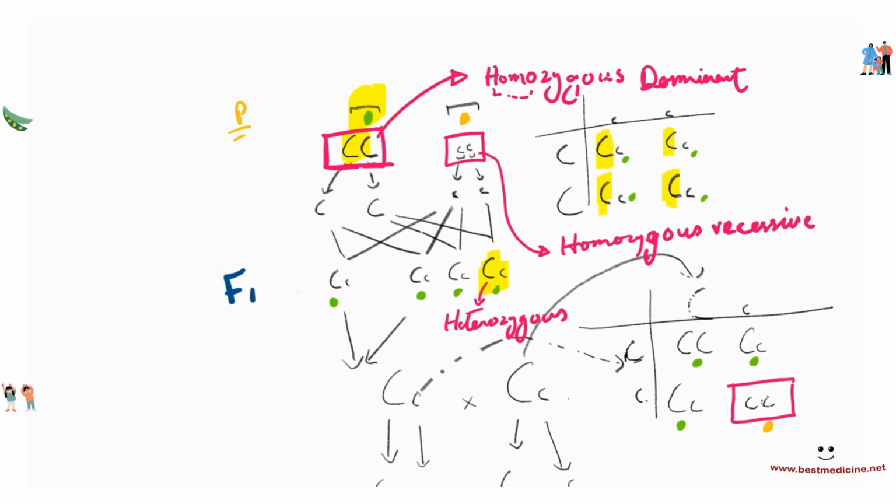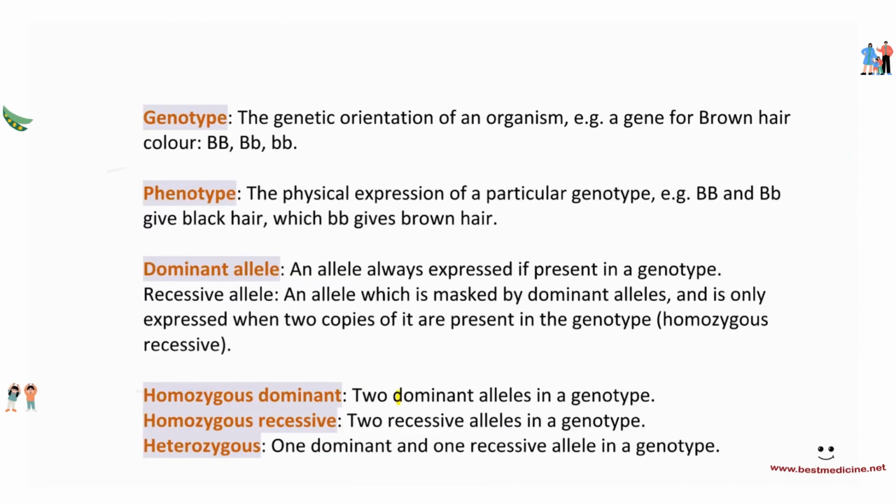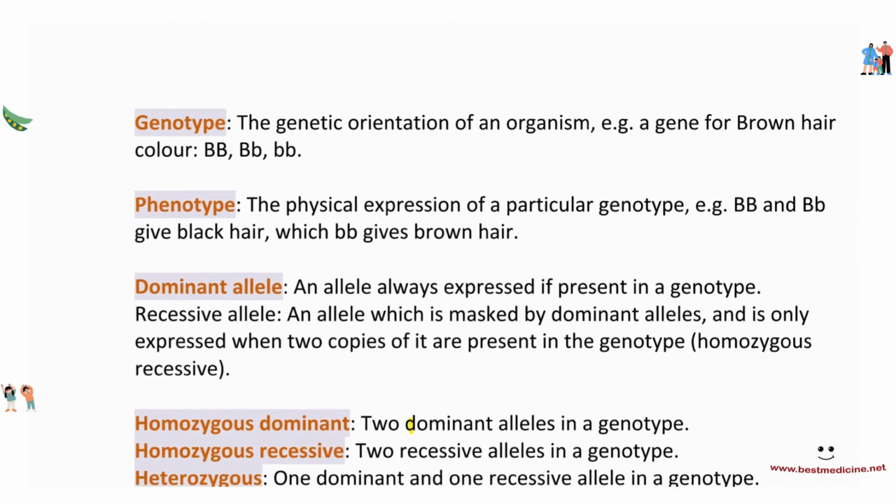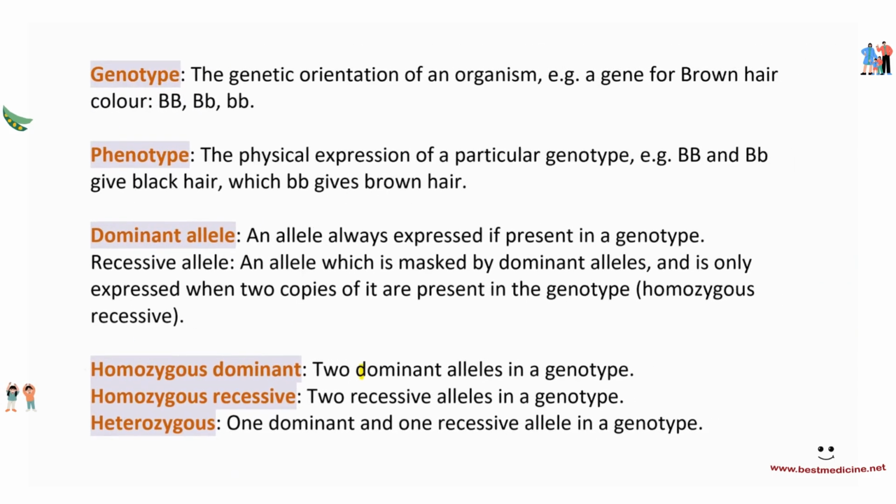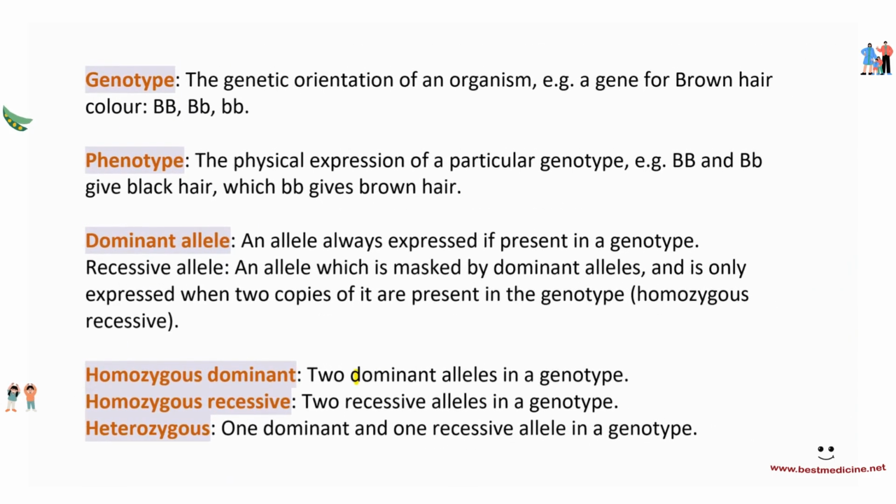And we have 3 different kinds of genotypes. So let's have a look in your neat notes and review these terms. Genotype essentially is the genetic orientation of an organism. For example, a gene for hair color: big B, big B, big B, small b, small b, small b. The phenotype, and then we can have different kinds of genotypes. This one is homozygous dominant, heterozygous, and homozygous recessive.